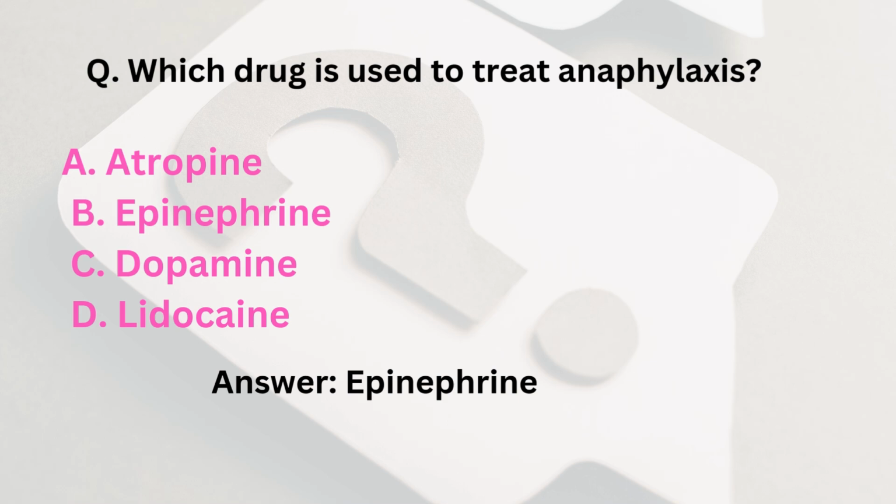The other options are incorrect because, as we all know, atropine is used to treat bradycardia, that is slow heart rate. Dopamine is used to treat hypotension, that is a low blood pressure in some conditions. Lidocaine is used to anesthetize the local part. It's used as local anesthetic. Hence, the correct answer is epinephrine.